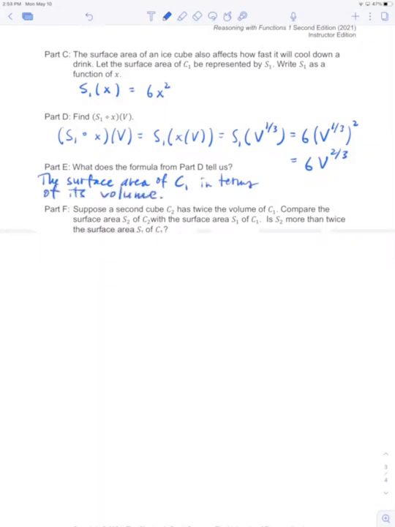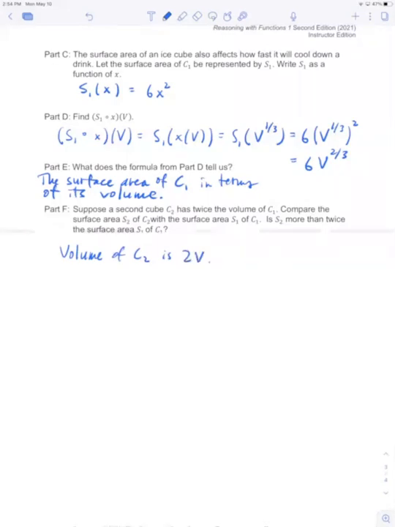Okay, and part F, suppose a second cube, C2, has twice the volume of C1. Compare the surface area S2 of C2 with the surface area S1 of C1. Is S2 more than twice the surface area S1 of C1? So let's see, I'm just going to do this in a step here. The volume of C2 is 2V.